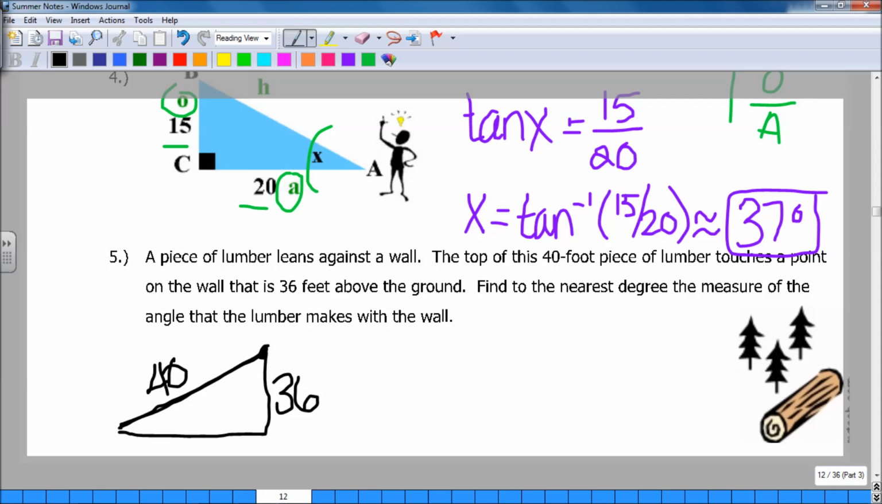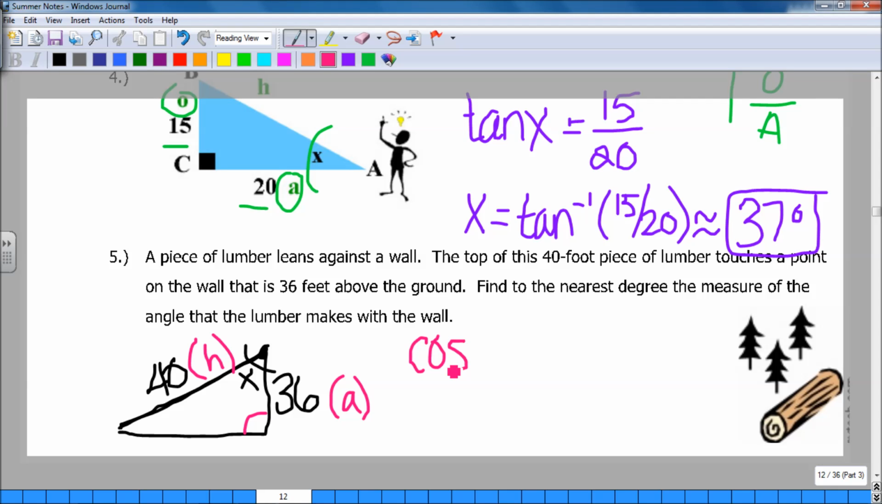Find to the nearest degree the measure of the angle that the lumber makes with the wall. So right now I'm going to try to figure out what this angle right here is, because this is the angle where the lumber and the wall meet, and that's what it's asking you to figure out. Okay, so I'm going to label my information. This is the adjacent. Okay, here's my right angle. This is the hypotenuse.